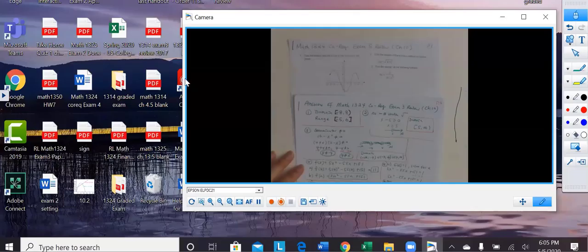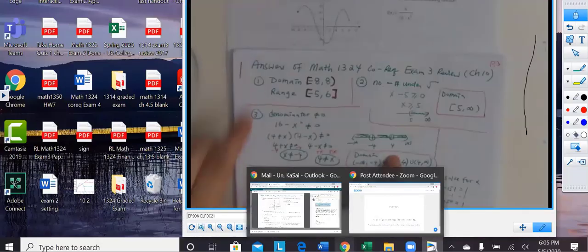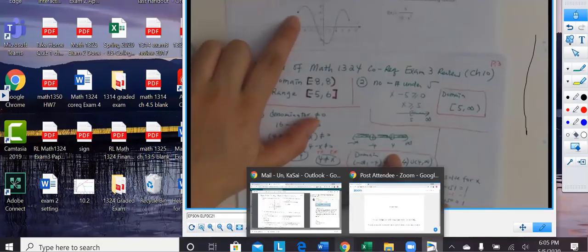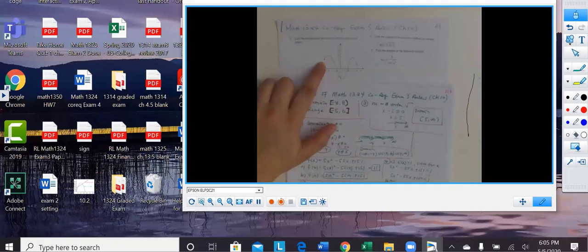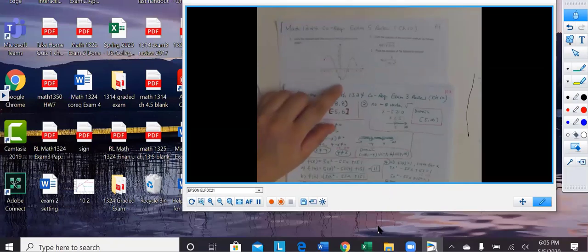For the graph, if you're looking for domain, you're looking from the smallest x to the biggest x values. So when you have a solid point, that means brackets, right? That's why this is starting with brackets. And over here, hopefully you have that with you, is an open circle. That's why it's the parenthesis for smallest x to the biggest x value.